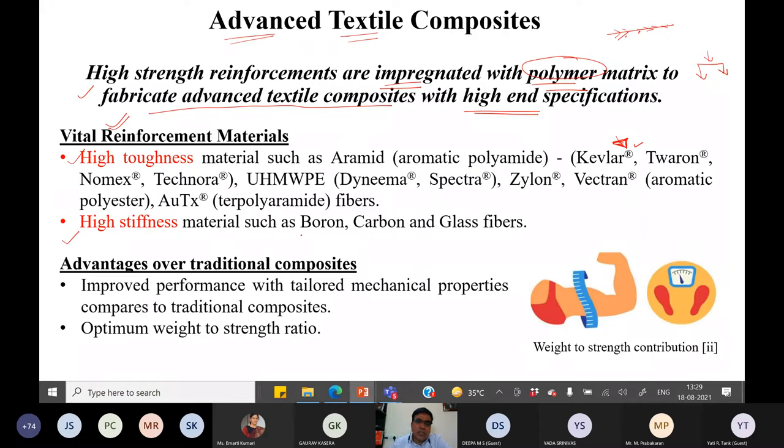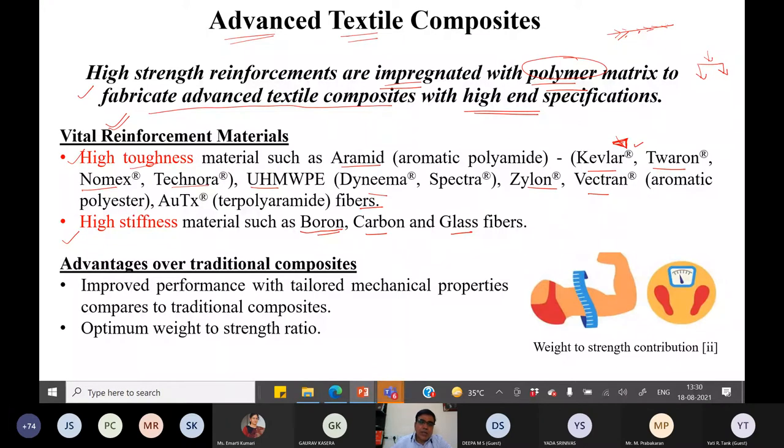If you look at high stiffness, these are those fabrics or fibers like boron, carbon or glass fibers. They will have high stiffness. On the other hand, high toughness is like aramid, and within aramid you have materials like Kevlar, Twaron or Nomex. These are all proprietary materials developed by different vendors at different points of time for their commercial applications. But we try to divide them into two categories: high toughness basis and high stiffness basis.